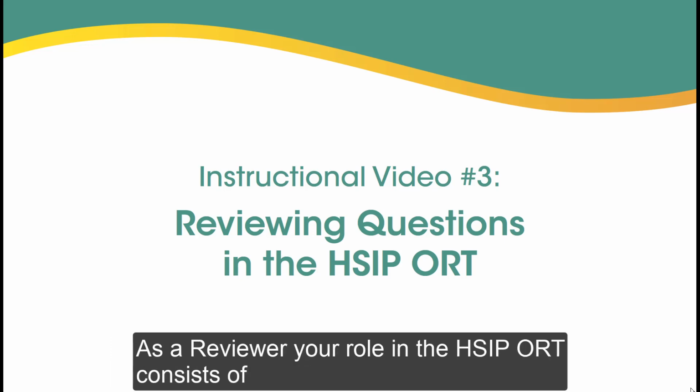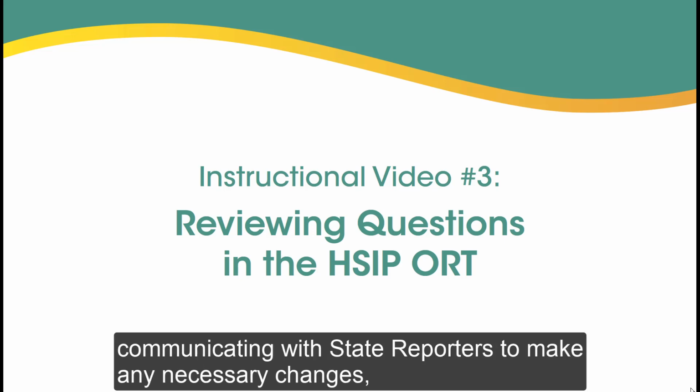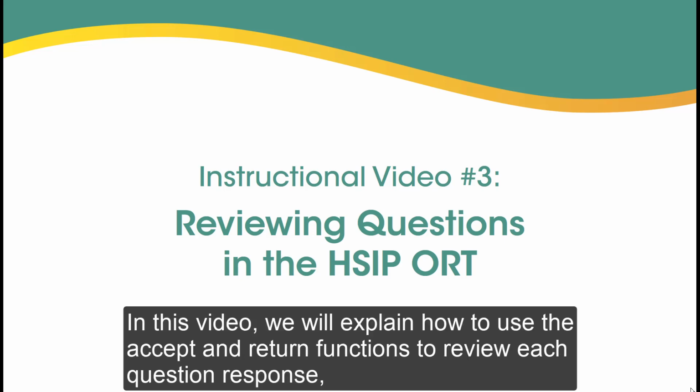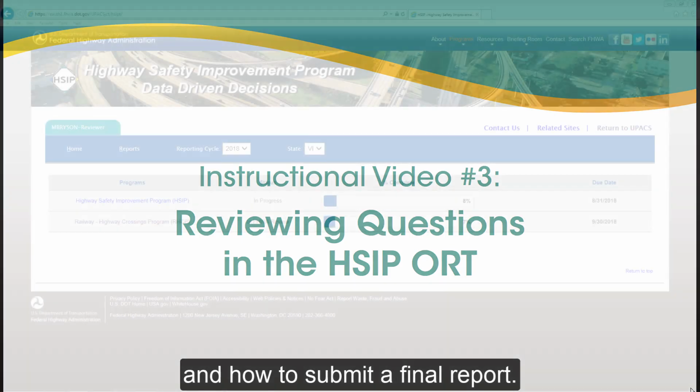As a reviewer, your role in the HSIP ORT consists of reviewing the state-submitted HSIP and RHCP reports for accuracy and completion, communicating with state reporters to make any necessary changes, and submitting final reports to FHWA's Office of Safety. In this video, we will explain how to use the accept and return functions to review each question response, how to use the comment function, and how to submit a final report.